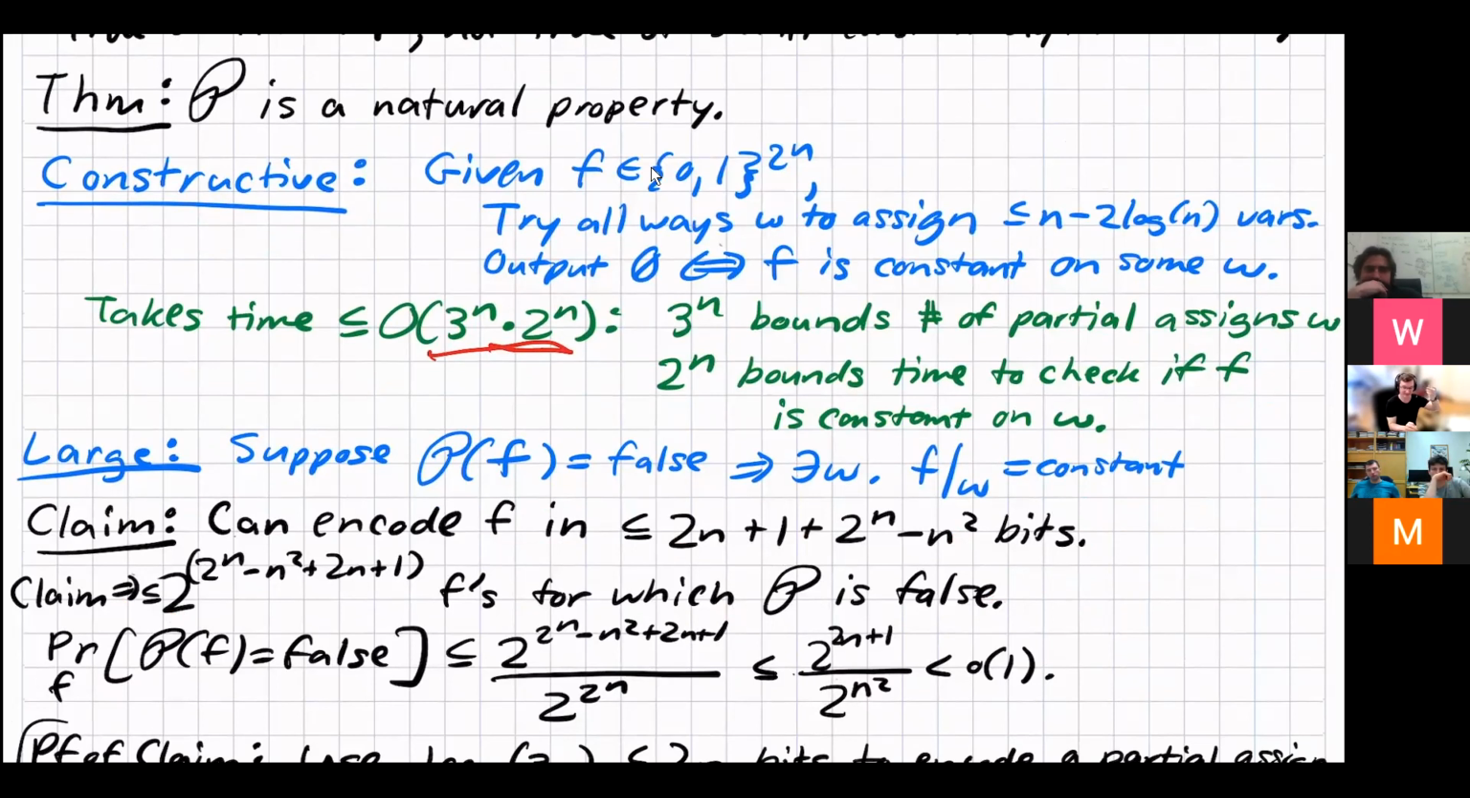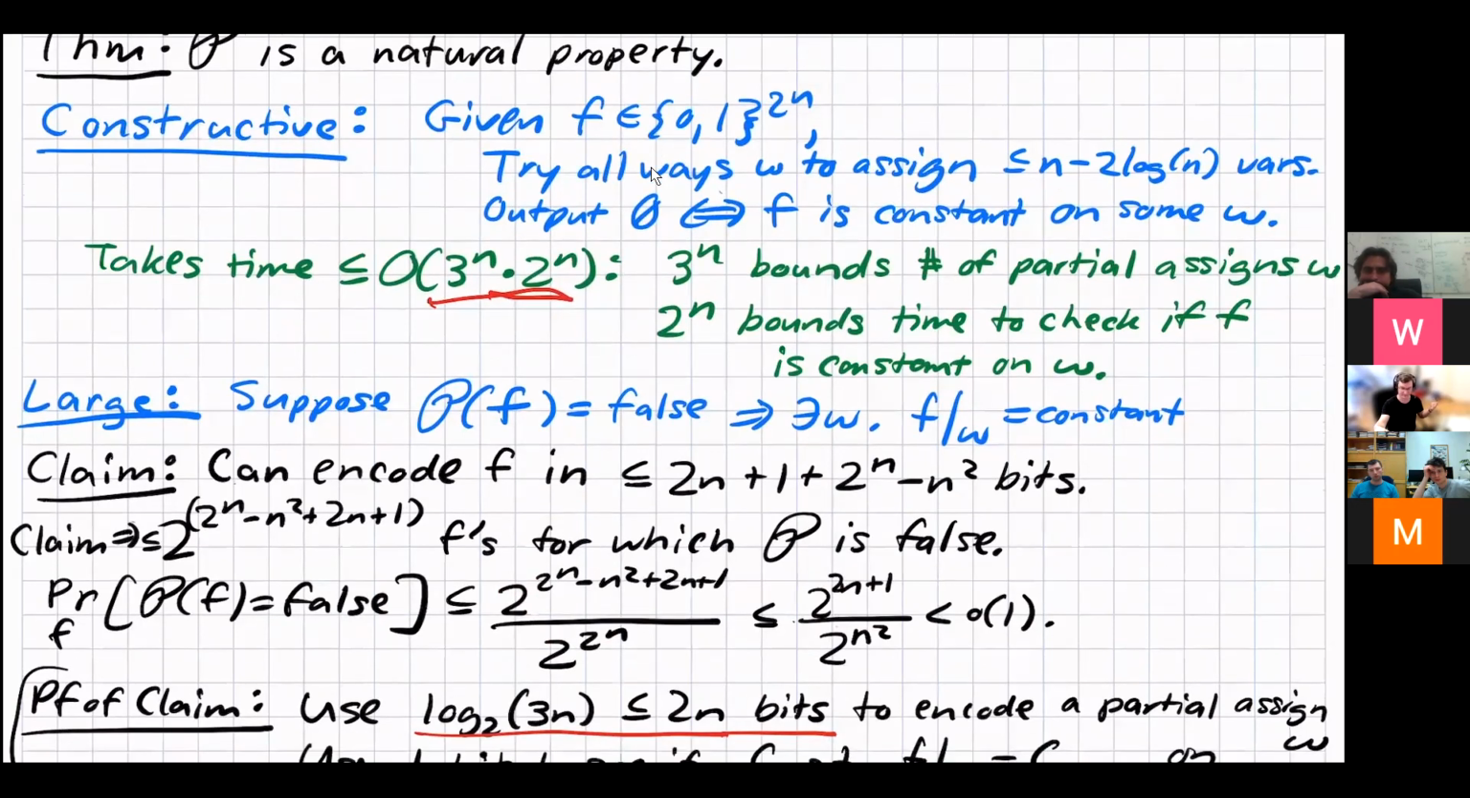And so then the probability the property is false is actually just going to be little o of 1. This is the total upper bound on the number for which it could be false, over the total number of functions, and the denominator is much bigger than the numerator, for sufficiently large n. So this is the claim. In other words, if there is some partial assignment on which the function becomes constant, then we can get this really efficient encoding. So it can't happen for a random function with high probability.